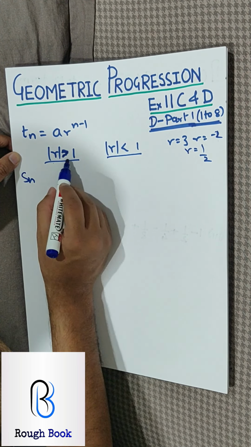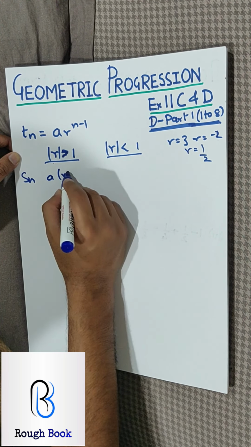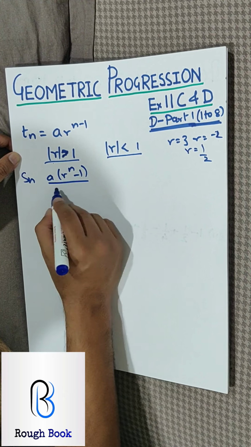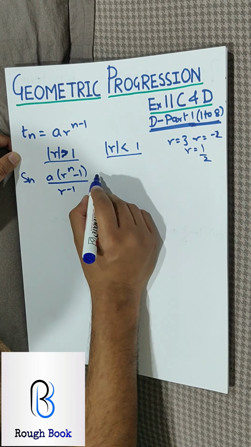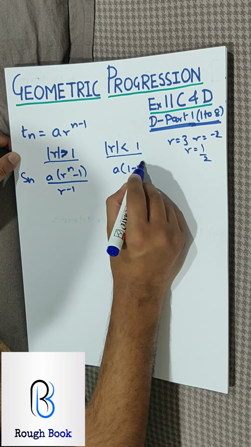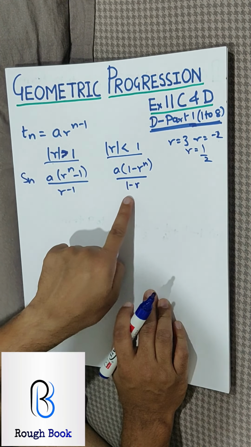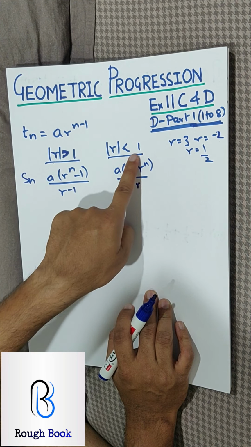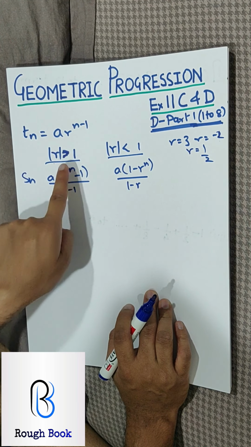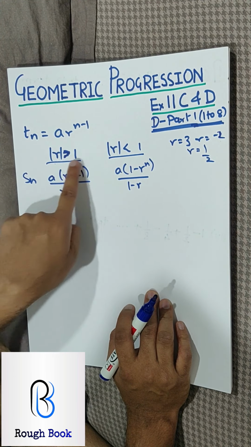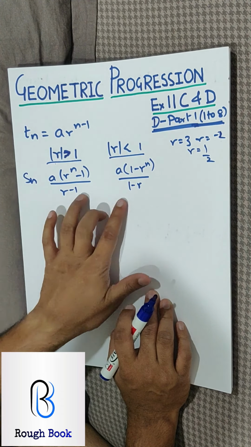The sum of the terms, if R is greater than 1, is Sn equals A times R raised to n minus 1 divided by R minus 1. Or, A times 1 minus R raised to n divided by 1 minus R. This one is applicable if R is less than 1, and the first is applicable if R is greater than 1. But it is the absolute value, so ignore the sign and then compare.